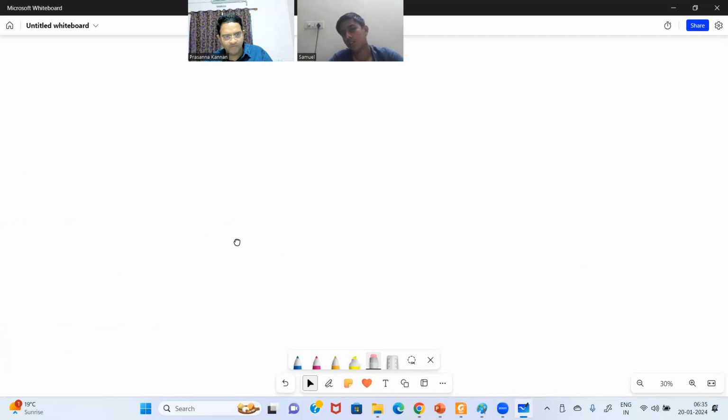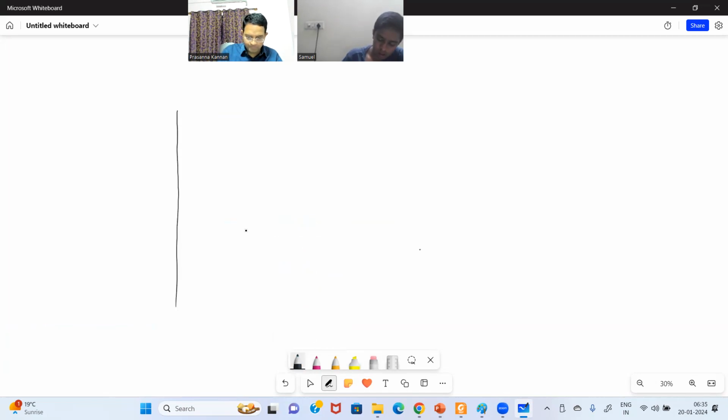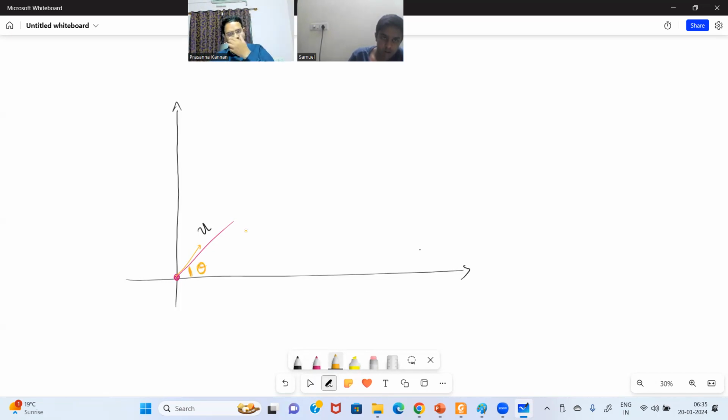Then projectile motion is taught, right? So y-axis, x-axis. You're throwing a projectile with an initial velocity u, making an angle theta with the horizontal. The velocity can be resolved into two components. One is called the horizontal component. The other is called the vertical component.